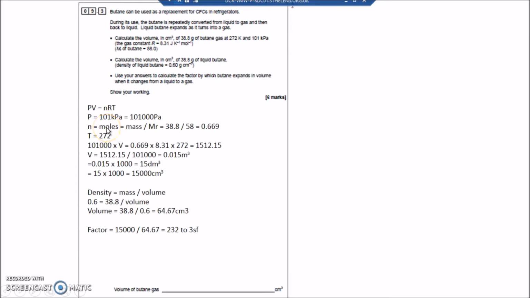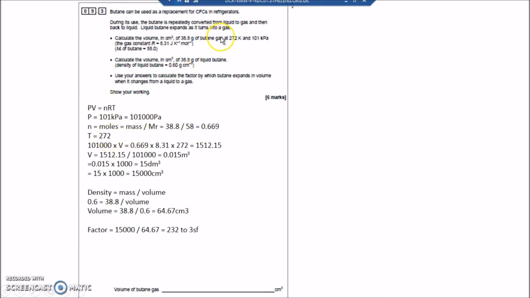n is number of moles. Here, can I do anything with that? Yes, I've got a mass here. So I've got a mass, and I've got butane. I can work out the Mr of butane, 4 carbons and 10 hydrogens. I can work out the Mr is 58, so I can work out the number of moles. I can work out n of butane from a mass and Mr, and it is 0.669.